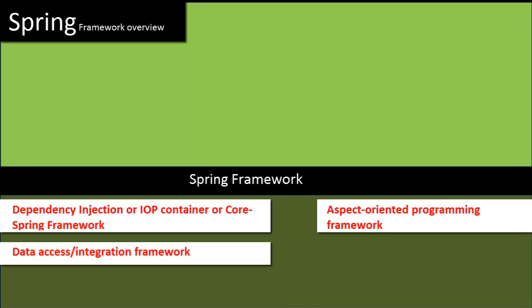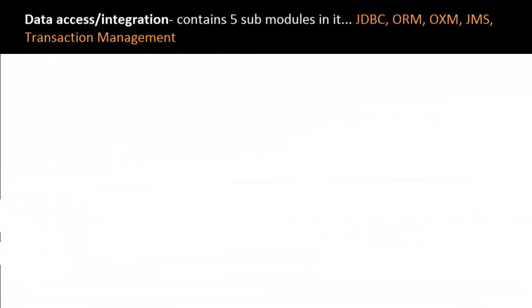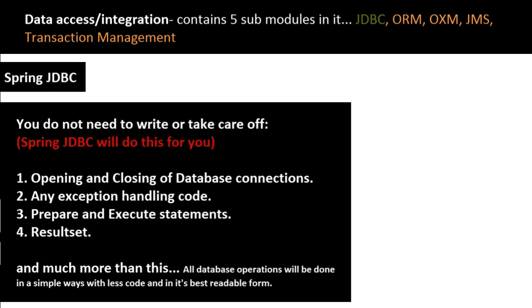The third module is Data Access Integration. This module has 5 submodules in it. If you're using Spring JDBC, then you are so relaxed when it comes to Java database interactions. While performing any database operation, you will not need to write a single statement for opening and closing database connections. You do not need to write any exception handling code. Prepared statements and execute statements would be handled by Spring itself. You do not need to manage result sets at all because you get the collection object of your choice having the desired object or objects from the database itself.